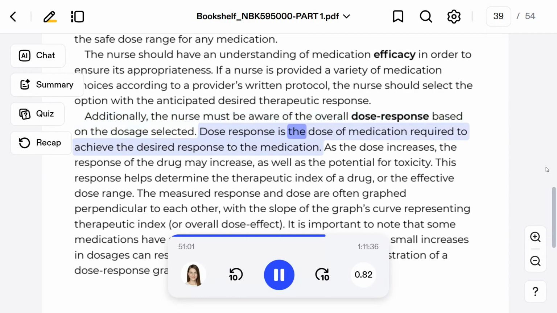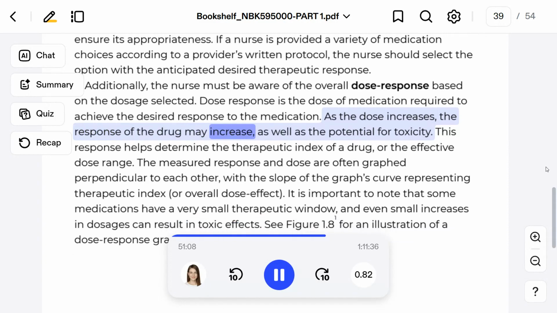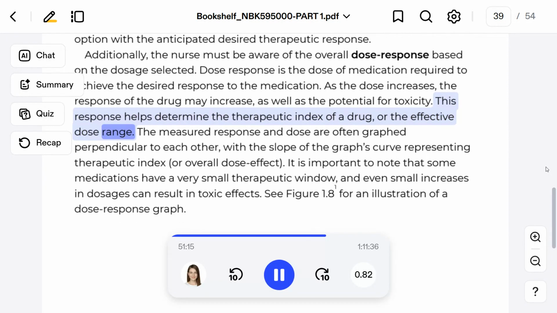Dose response is the dose of medication required to achieve the desired response to the medication. As the dose increases, the response of the drug may increase, as well as the potential for toxicity. This response helps determine the therapeutic index of a drug, or the effective dose range.